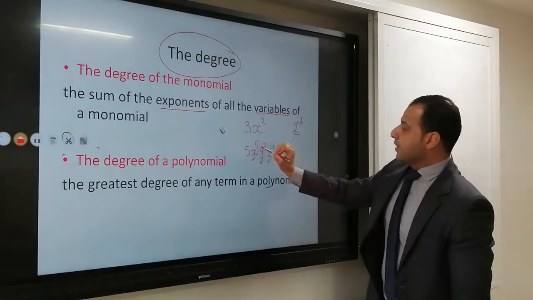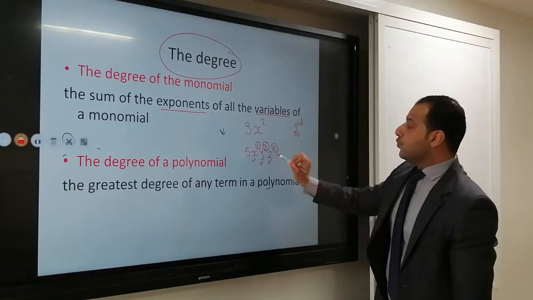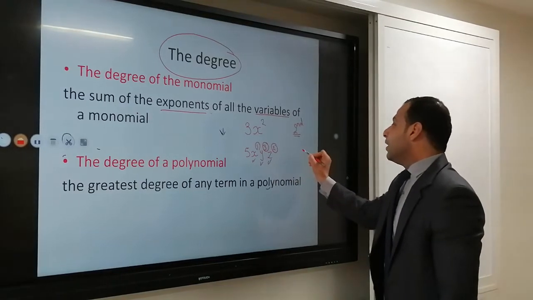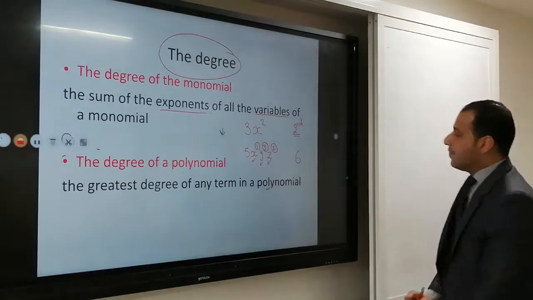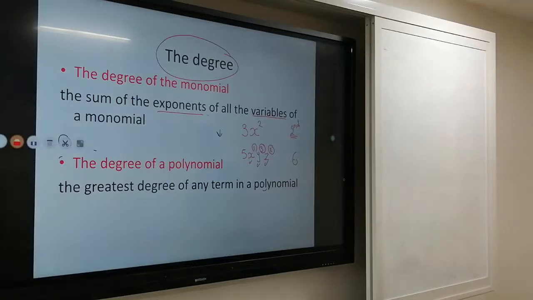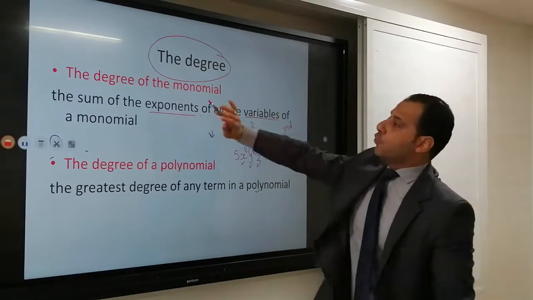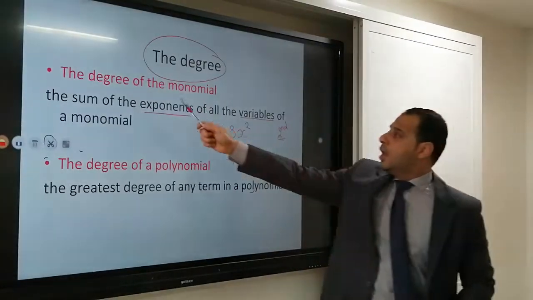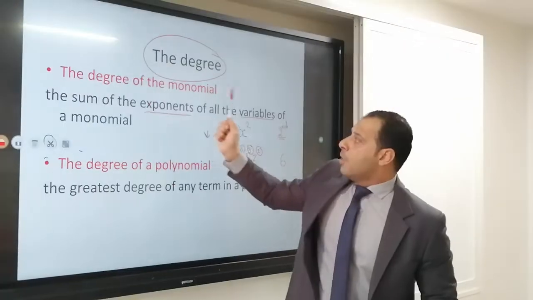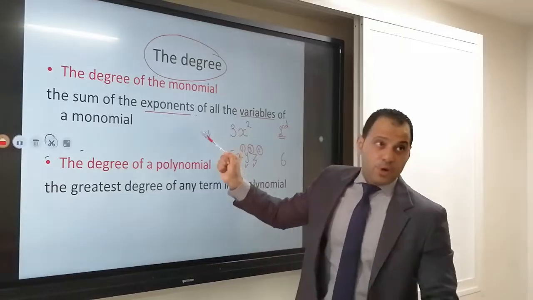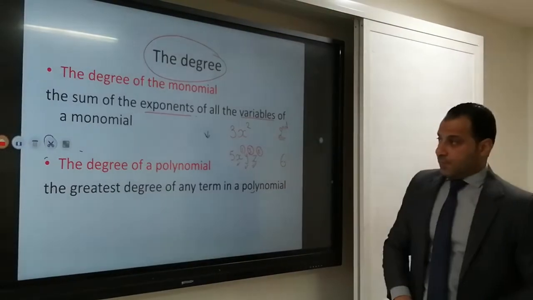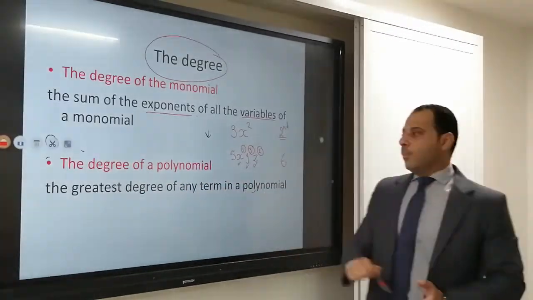So 1, and here 3, and here 2. If you collect them, it will be 6. So the degree here is the 6th degree. This is the degree of the monomial. To find the degree of the monomial, you must get the sum of the exponents or the powers of the variables. Now we're going to the degree of the polynomial.